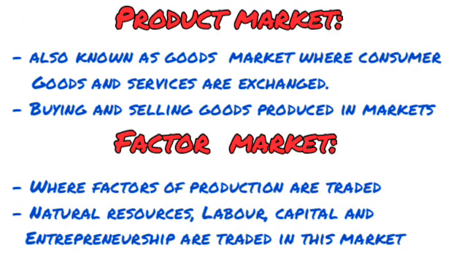And what is the factor market? The factor market is where factors of production are being traded. Traded meaning you are giving something for something. So we give them our services as employees, and they give us wages as a trade or as an exchange. Natural resources, labor, capital, and entrepreneurship are traded in this market. So those are some of the types of the factors of production. We are talking about natural resources, labor, capital, and entrepreneurship.